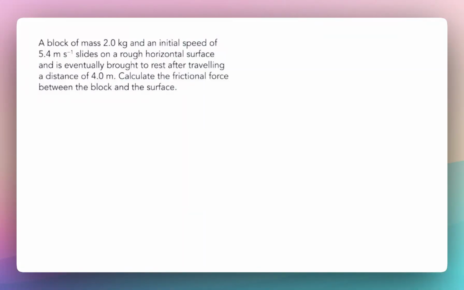A block of mass 2 kg and initial speed of 5.4 meters per second slides through a rough horizontal surface. So it's a block that is sliding on this rough surface. The initial velocity is given, which is 5.4 meters per second, and it is towards the right. Its mass is 2 kg. And finally, it is brought to rest.